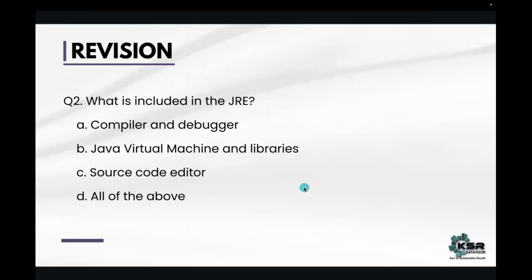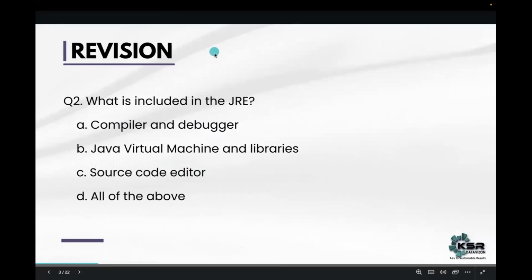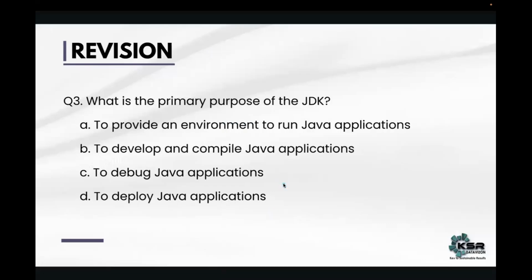Next is, what is the primary purpose of JDK? To provide an environment to run Java applications, to develop and compile Java applications, to debug Java applications, to deploy Java applications. I'll again start question 3. What is the primary purpose of JDK?